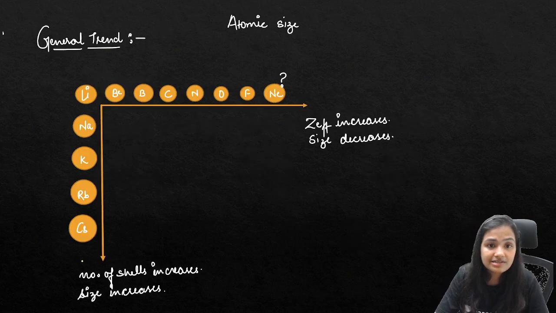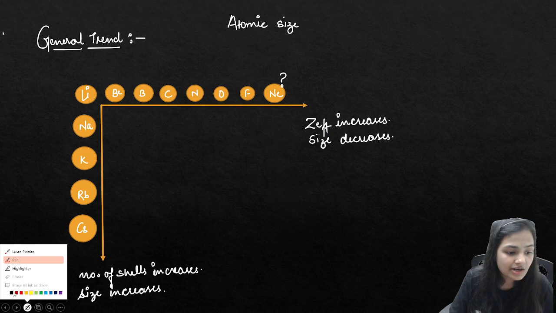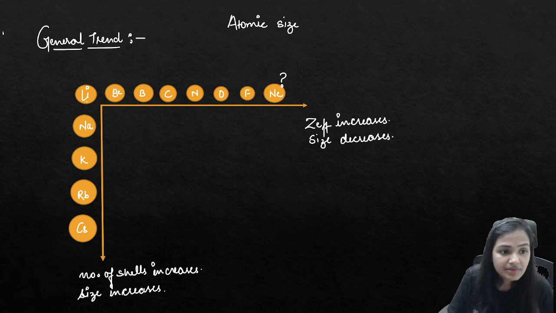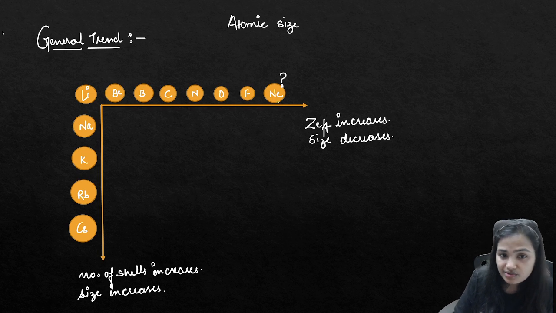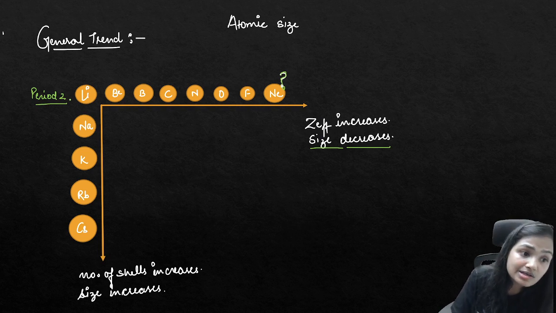Now moving ahead, guys, let's talk about the atomic size. When we talk about the atomic size along a period and along a group: lithium, beryllium, boron, carbon, nitrogen, oxygen and fluorine all belong to period number 2. And here I put a question mark over neon. Why? As you can see, from lithium to beryllium, boron, carbon, nitrogen, oxygen and fluorine, there is a decrease in size. Why? Because there is an increase in the number of protons. The atomic numbers are 3, 4, 5, 6, 7, 8, 9 and 10.